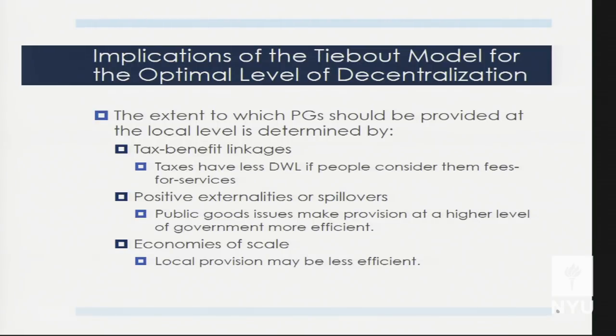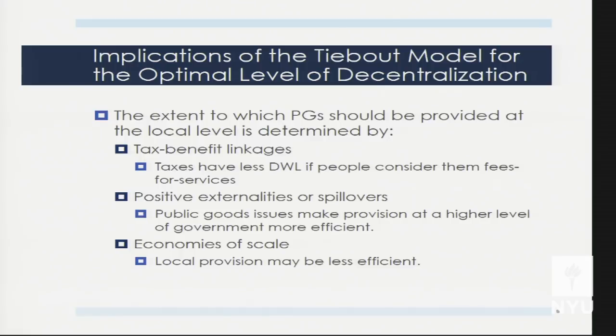If you think an extra $1,000 of property taxes is going to get your kid a better education, and you see it one for one that way, it's almost like you're paying $1,000 for a better education for your kid, right? That's the tax benefit linkage, the degree to which you see your taxes as buying you services or goods. The stronger that linkage, the less distortionary the tax is, because it's less like a tax and more like a simple price, right, for a good or service.